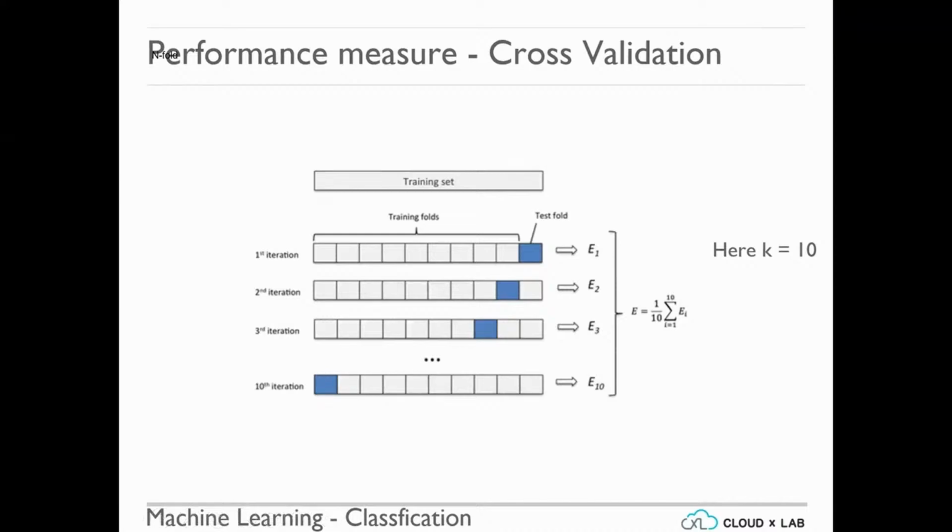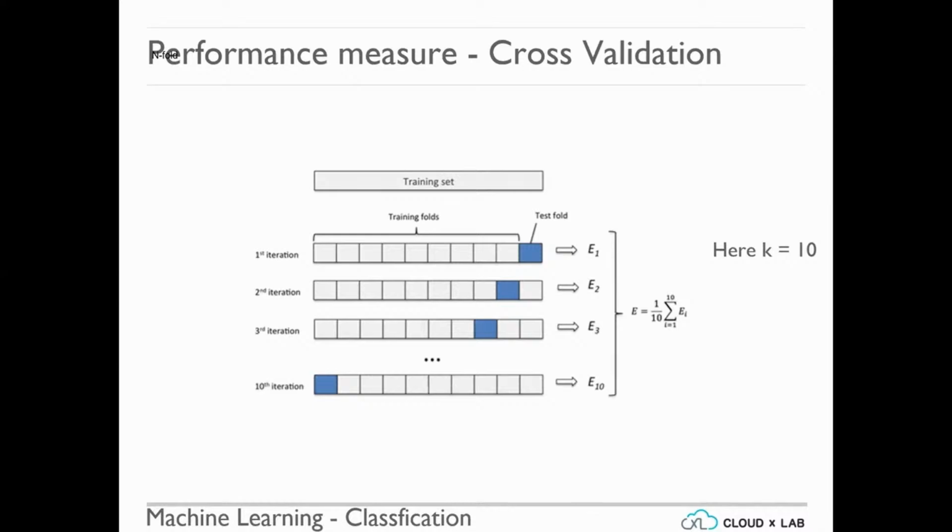Now let's say you are testing three different models. For model 1 you will have 10 iterations. For model 2 again you will have 10 iterations. For model 3 again you will have 10 iterations. So model 1 you will train 10 times and you will get the average error. Model 2 again you will do this 10 times and you will get the average error. Model 3 again you will repeat the same process.